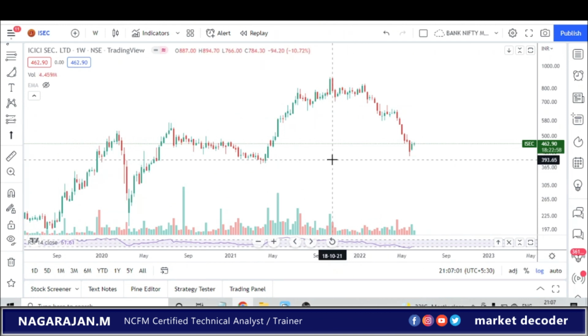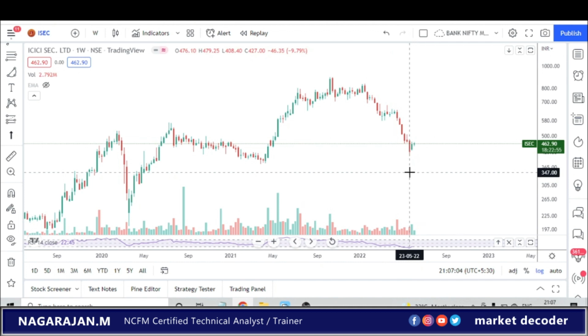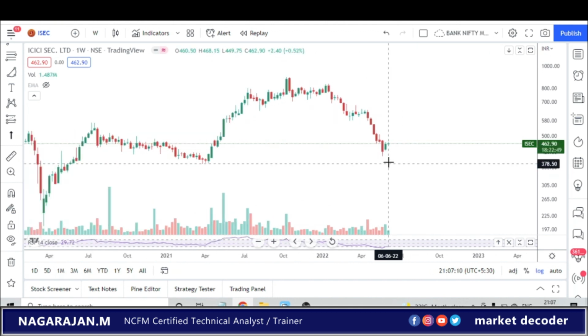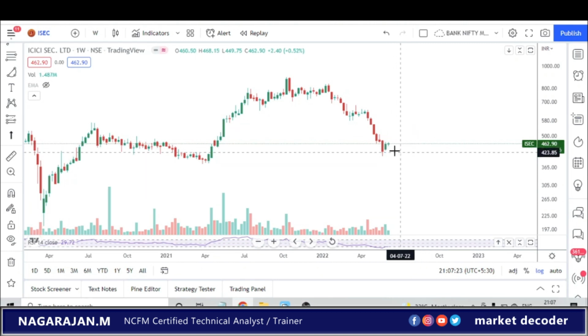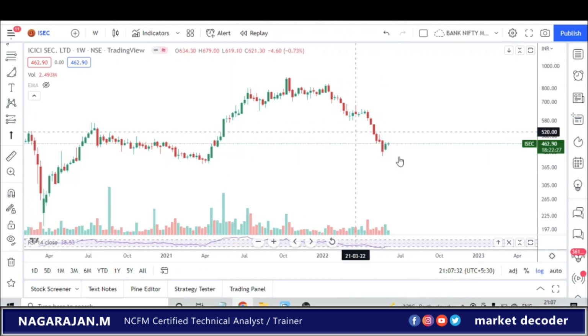The top was 894 and it made a low of almost 408. It made almost a 50% fall, and it has slowly started moving up. The price action is, it got an inside candle in the weekly. If this inside candle is broken on the upside, which means the candle high is 471, if we are closing above 471 in the weekly, then definitely this is going to be a good chance to bag some 10 to 30% of profit, and it is extremely oversold.